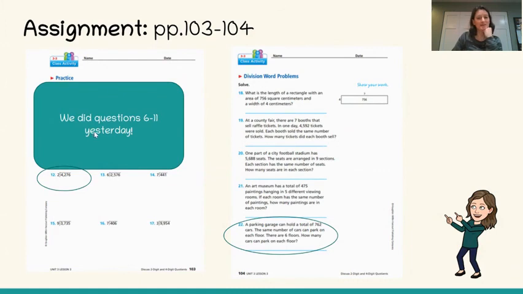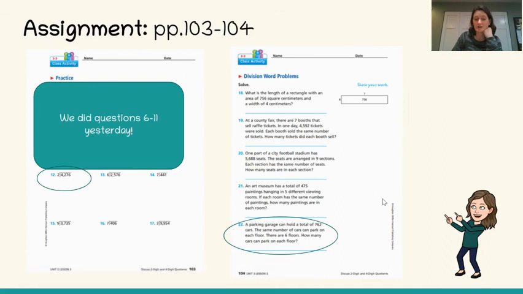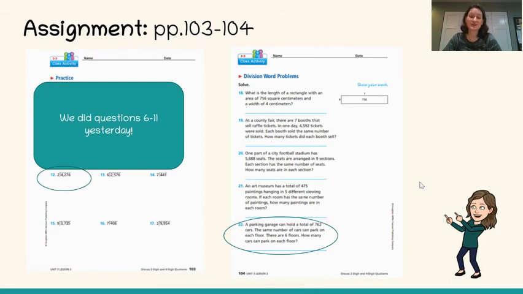Your assignment today: on page 103, you did the first 6 questions and we solved question 12 together. So you have these 5 to do. Word problems on page 104, and you need to do 18 through 21, since we solved the parking garage one together, question 22. If you have any questions, ask your teachers. This is a good day of practice, whichever method works for you. Okay, off you go.